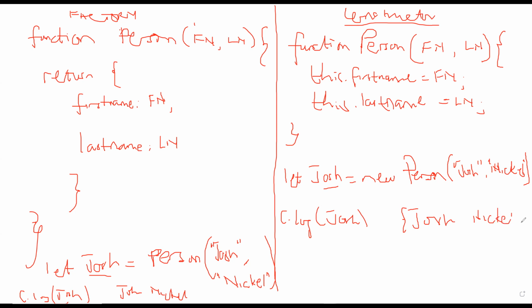And just like a normal object, I can access. If I want to call this for the first name, I'll just say Josh dot first name, and Josh will now be printed out to the screen. Similarly, I can do Josh dot last name, and Nico will be printed out to the screen.